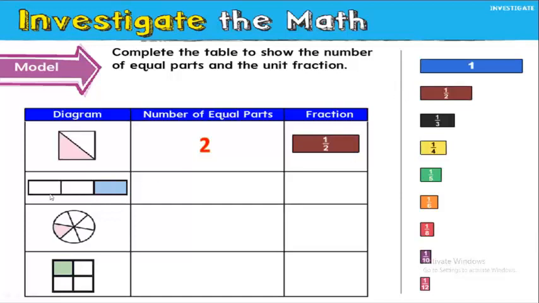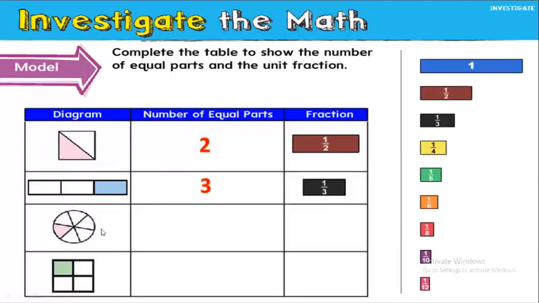Here, how many equal parts are here? 1, 2, 3. So, the number of equal parts is 3. And the fraction will be 1 over 3. We can read it as 1/3. Right?